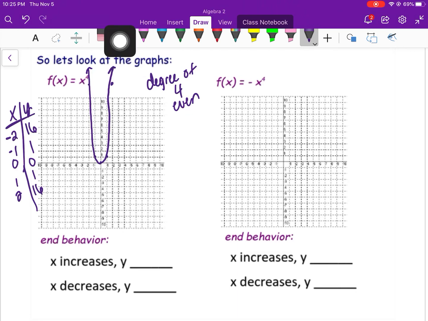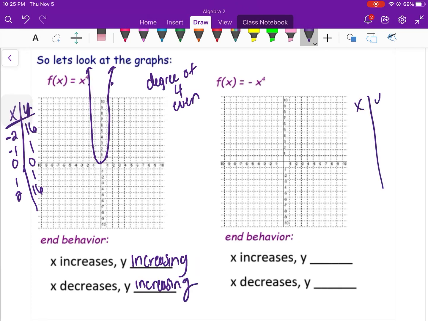If you were to do 10 for x, 10 to the fourth would be way up here. So as x is increasing, y is also increasing. And as x is decreasing, so the smaller value you pick at like negative 10, you would still get a y value that is increasing. So the positive goes up. The negative would be the same except for going down.